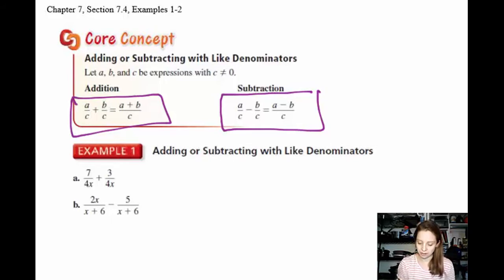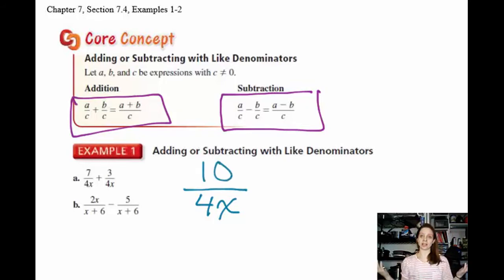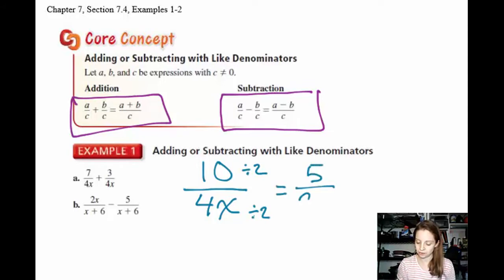We have a common denominator, so I just bring that over. Doesn't change. And then I add the numerators. 7 plus 3 is 10. Now I always have to check, can it be simplified? And it can. I can divide both the numerator and denominator by 2. Right, they have a common factor of 2. And I'm left with 5 over 2x.